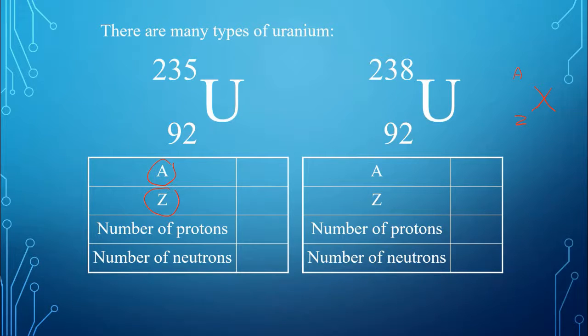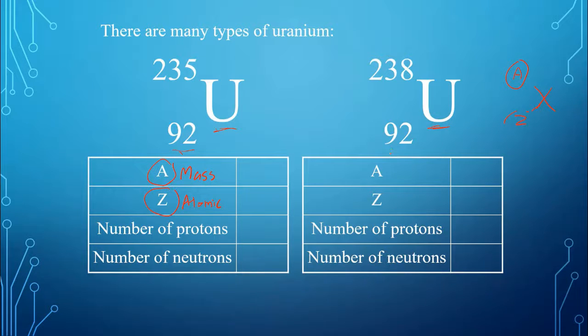So really what this table is asking you to do, and I'm going to get you guys to have a go at this one now, is to determine, for starters, A, which is our mass number, and this one here is Z, and we know that that is our atomic number. So what we're looking at then are 2 isotopes of uranium. We have uranium-235 on the left, uranium-238 on the right.